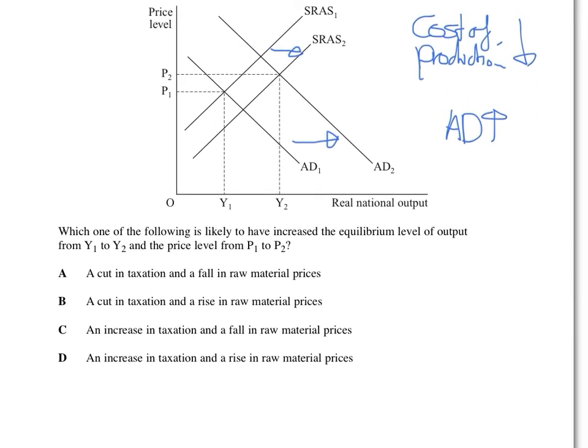Right, a cut in taxation. Would that make AD go up? Yeah, it would. So we know that can be right. So we've got a tick there. And a fall in raw material prices. So if there's a fall in raw material prices, a firm's cost of production would go down. So that's right as well. So we already know it's A.